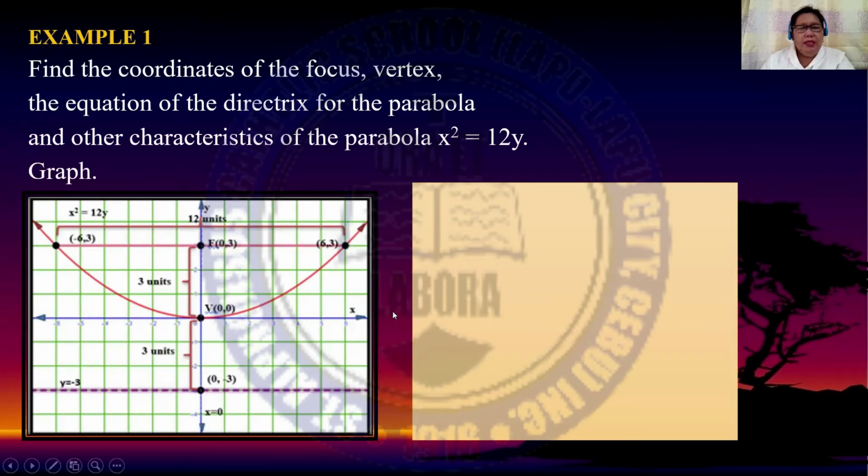And let us identify the corresponding values of the parts and other characteristics of the parabola. The value p is equal to 3. So the focus is (0, p), which is equivalent to (0, 3). For the vertex, we have (0, 0). The directrix is y equal to negative p, so y is equal to -3. That's the equation of the directrix.